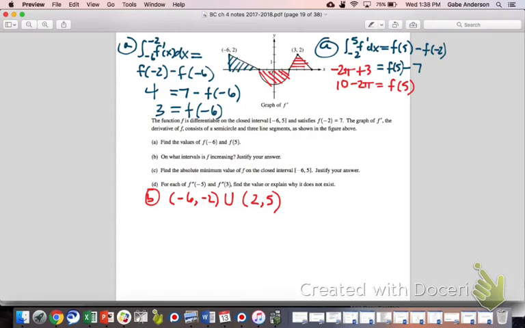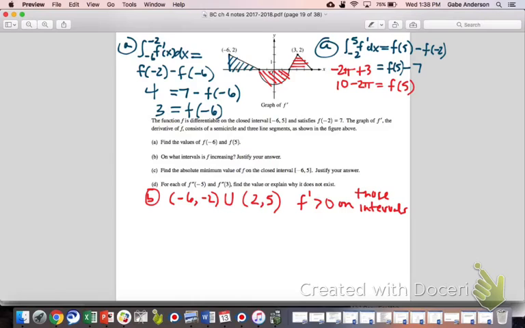Okay, and then it does say justify your answer. What's your reasoning there? F prime is greater than 0. F prime is positive. Yep, there you go. So f prime greater than 0 on those intervals. Okay, so good memories from back in chapter 3. Yes? Solid? Good? Okay, beautiful.